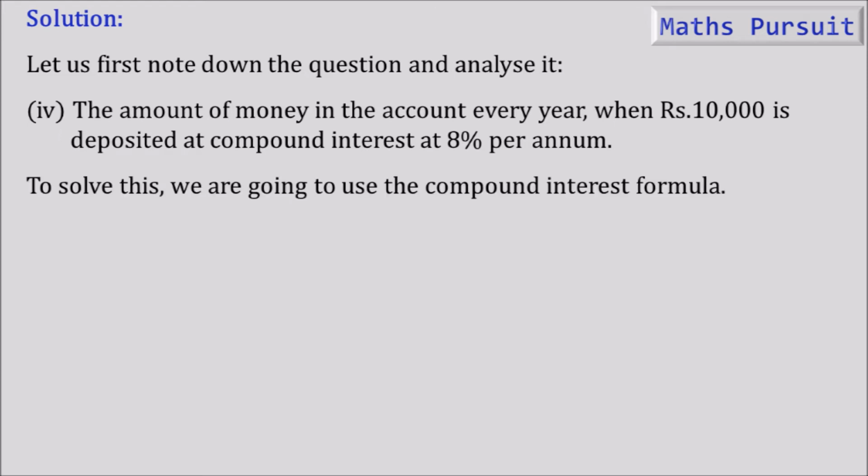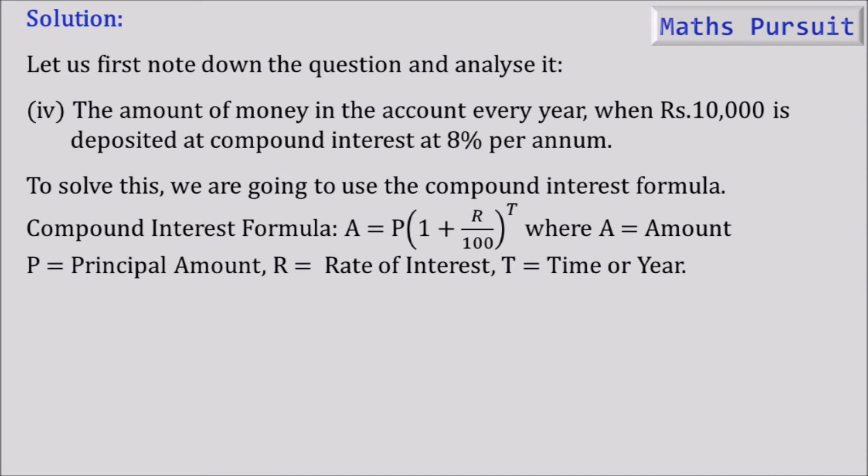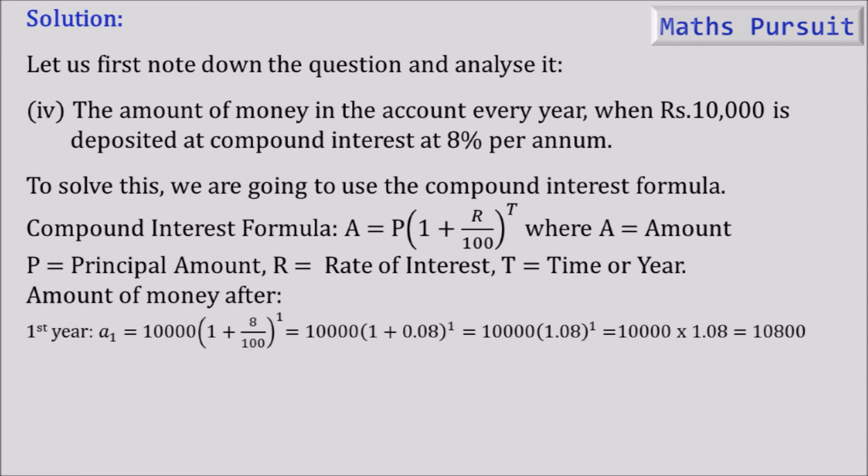Now to solve this question, we are going to use the compound interest formula: A is equal to P into (1 plus R by 100) to the power T. Here A is the amount, P is the principal amount, R is the rate of interest, and T is the time or number of years. So let's see the amount of money after the first year.